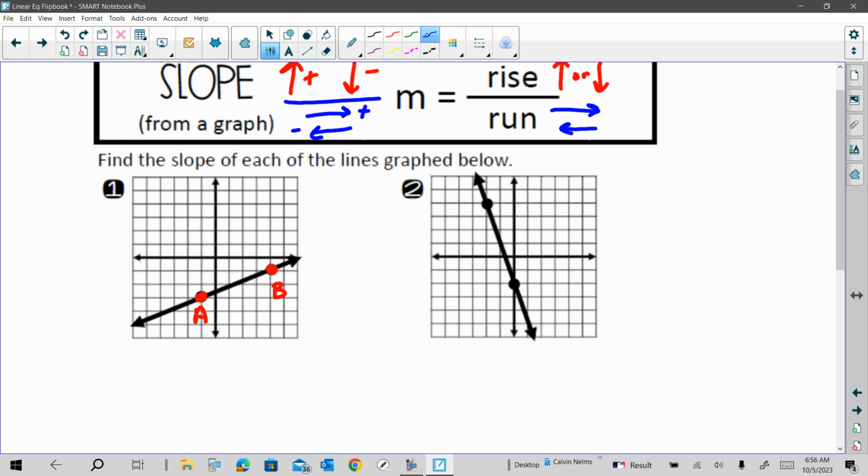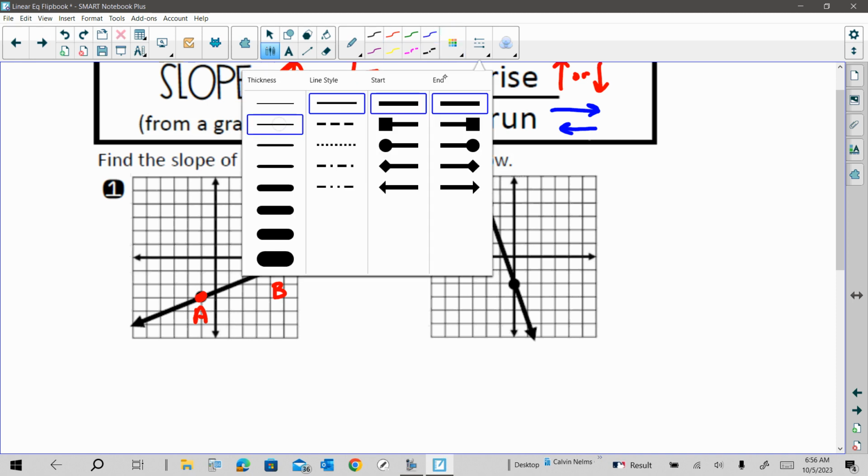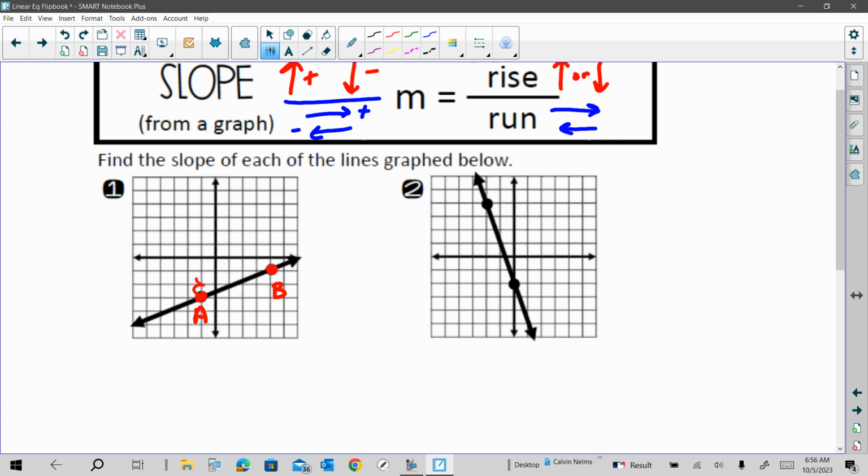So to get to B here, I would actually, let me change my font here, I would count up 1, 2 units. Okay, so that's up 2. And then I would have to count from here to the right 1, 2, 3, 4, 5. So that is 5 units, and I went to the right. So since I went up 2 and then 5 to the right, okay, these are both positive. So this is positive 2 and positive 5.